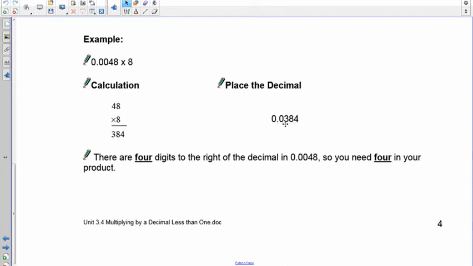Or if you're writing it in words, this would be 384. And you've got tenths, hundredths, thousandths, ten-thousandths, hundred-thousandths. So it would be 384 hundred-thousandths. All right, moving on to the next one.